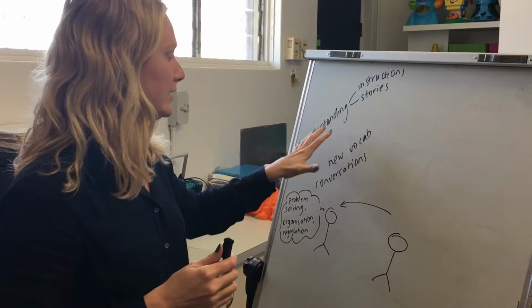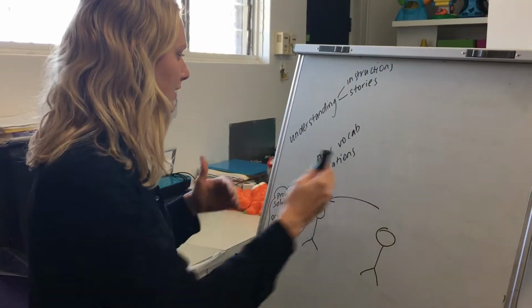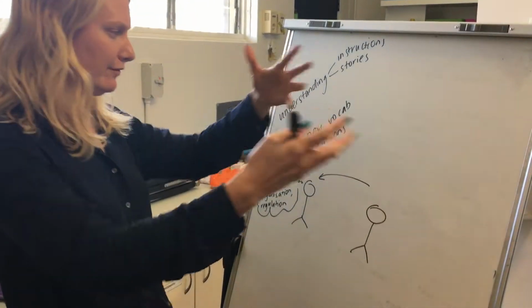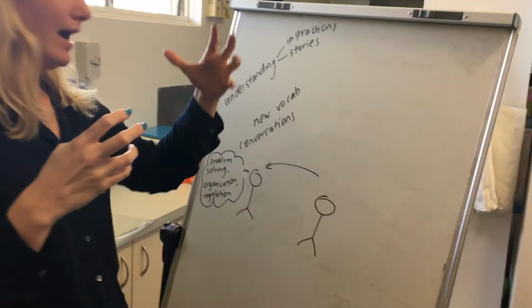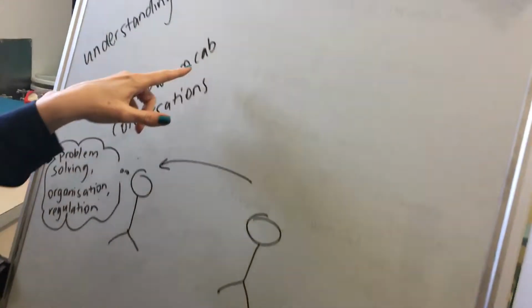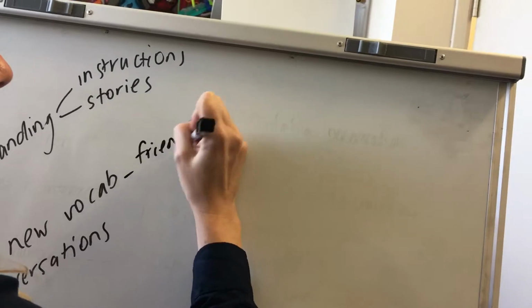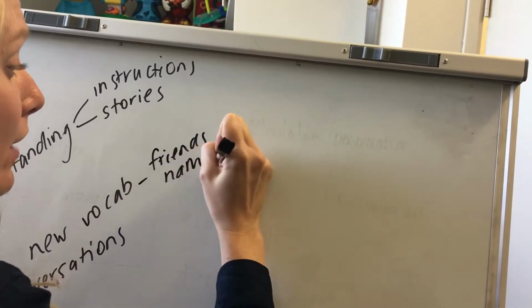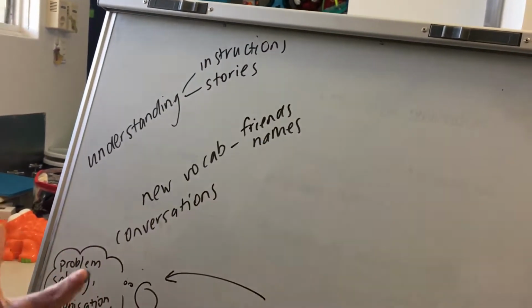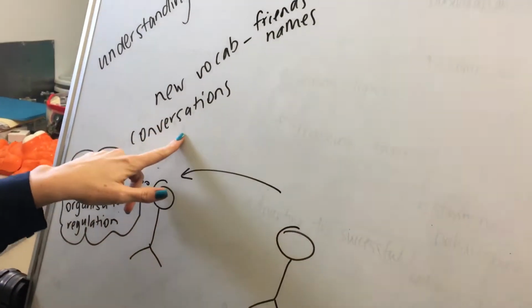Lauren and I have come up with understanding, so we've got instructions and stories, processing, so we're talking about what is the information going in, understanding new vocab, learning new vocabulary in the classroom. I've seen this impact learning friends' names for kids that I work with, and that's got huge social impacts, doesn't it? Being able to listen in a conversation.